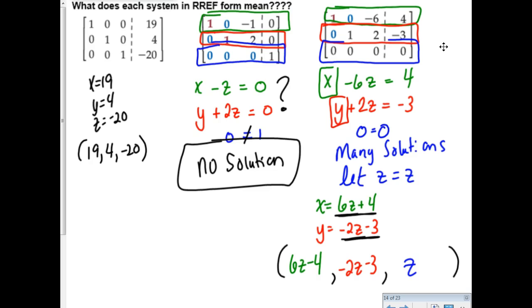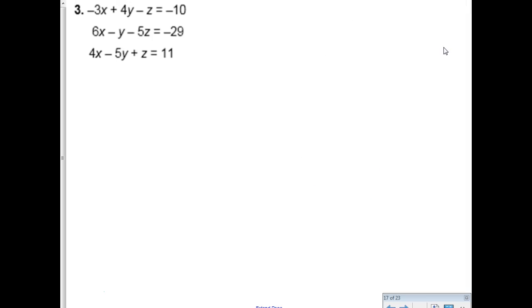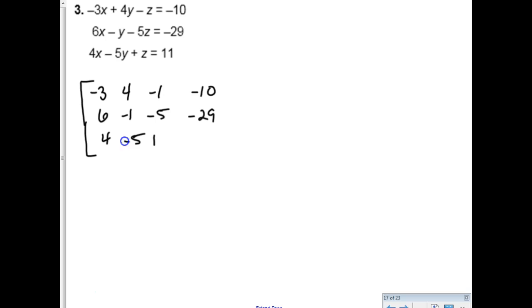Can you look at number 3 on your notes? And I'm going to need you to first write down what your augmented matrix is. A little practice with that. So -3, 4, -1, -10. 6, -1, -5, -29. Why can I never space this out right? And then 4, -5, 1, and 11.